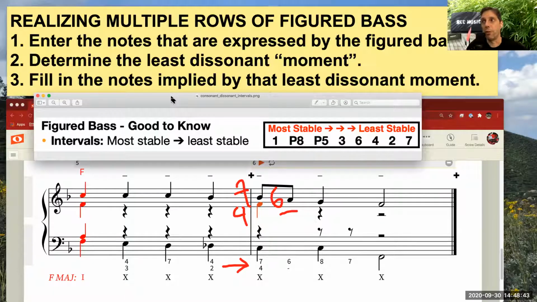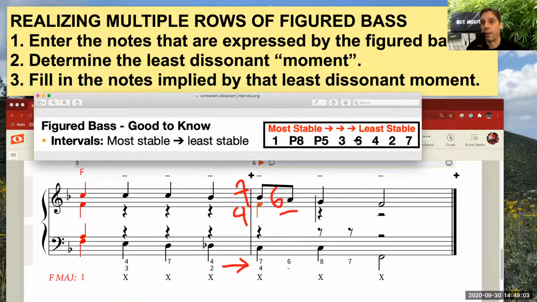This chart can help you determine which moment is the least dissonant. Notice that the 7 is represented here as the least stable or most dissonant, and the 6 is more stable. So we want to ignore the 7 and incorporate the 6 in our choice of what that fourth note should be.